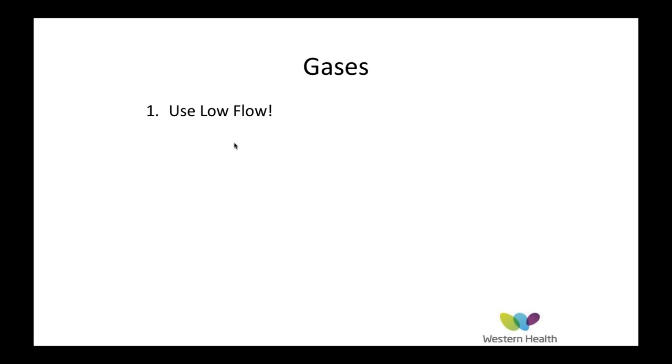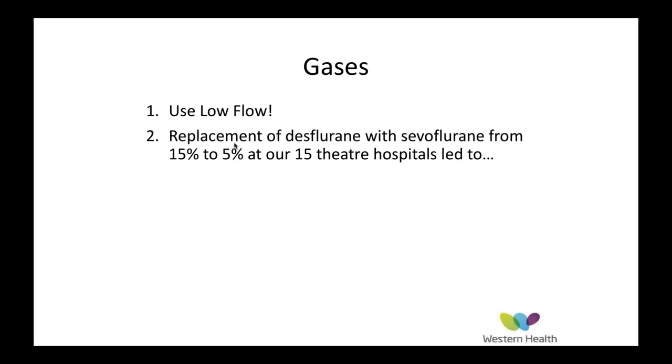So there are some things you can do to try and reduce the carbon footprint. You can use what we call a low flow, in other words, not letting the gas run through at a rapid amount. Next click. You can replace the desflurane with the sevoflurane. Remember, the desflurane was the problem one and the sevoflurane isn't as problematic. And what we did in a nutshell is we showed that we're able to reduce our use of desflurane, which wasn't very large to begin with, and that's why I want to talk more about the applicability of this study, from around 15% of the total to less than 5% at our 15 theatre hospitals.